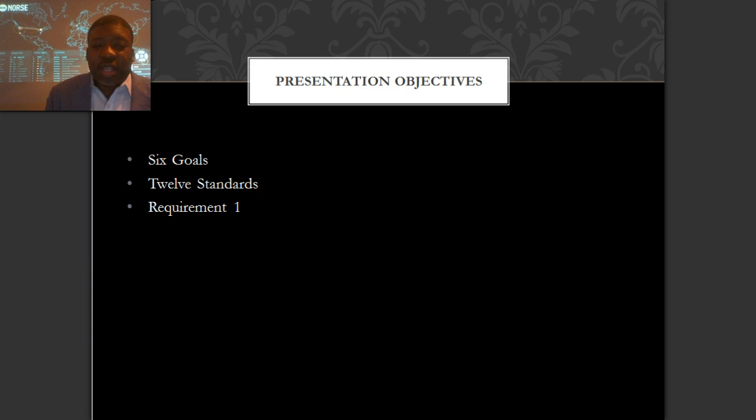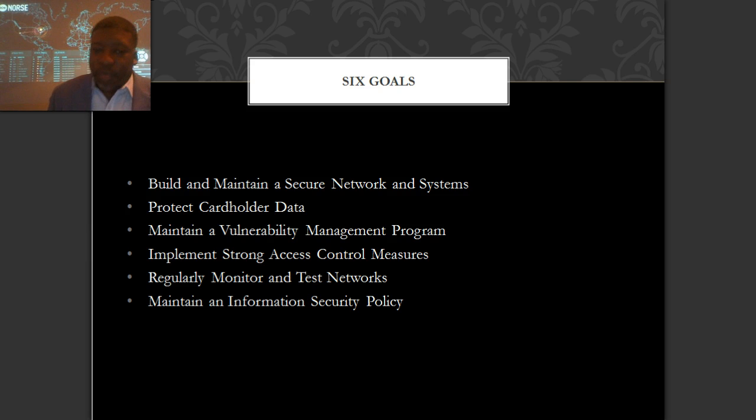So what are these 6 goals? These 6 goals, you can see them right here. Build and maintain a secure network and systems. Protect cardholder data. Maintain a vulnerability management program. Implement strong access control measures. Regularly monitor and test networks. Maintain an information security policy. So these 6 goals are followed by 12 standards, which will fulfill these goals. Each one may have 2 or 3 different standards which will align with it.